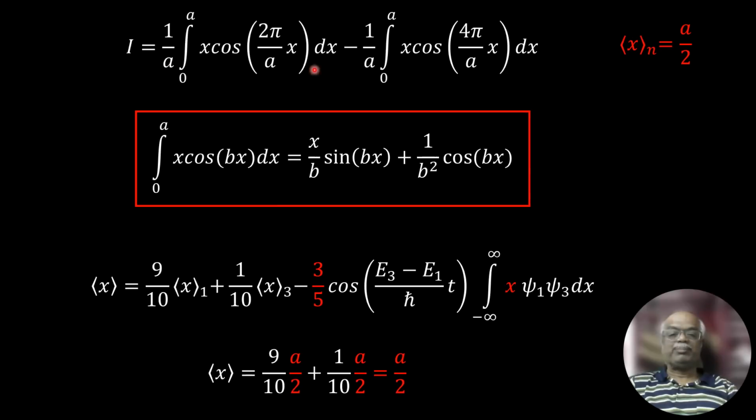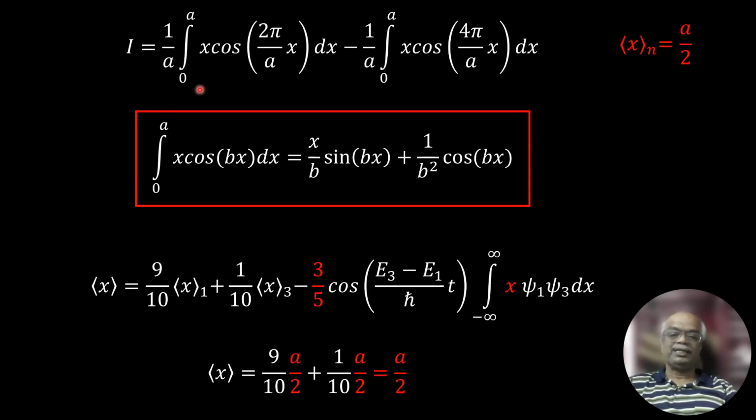So now we have separated that integration into two parts. That is 1 over a integral between 0 to a of x cos(2πx/a) dx minus 1 over a integral limit between 0 to a of x cos(4πx/a) dx. So the integral part is a standard integral. Integral of x cos px dx is equal to x divided by p sin px plus 1 over p squared cos px.